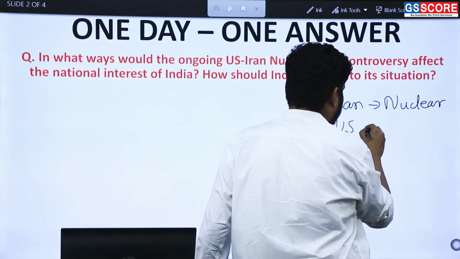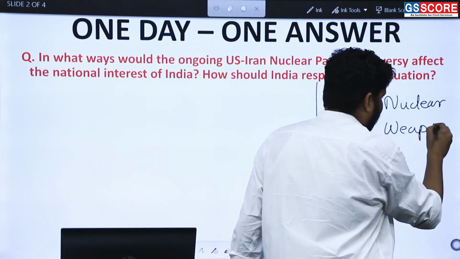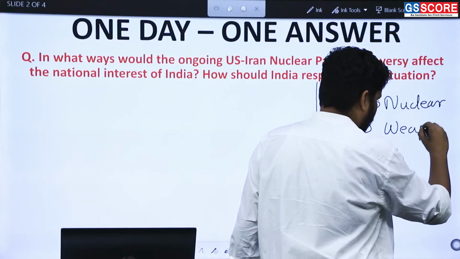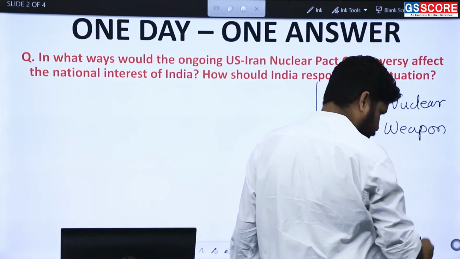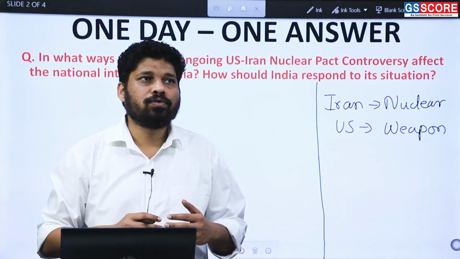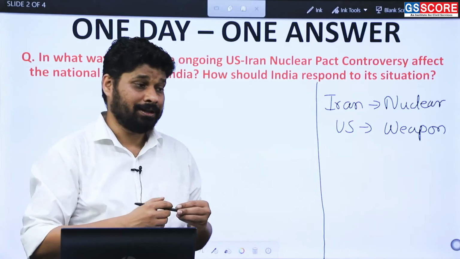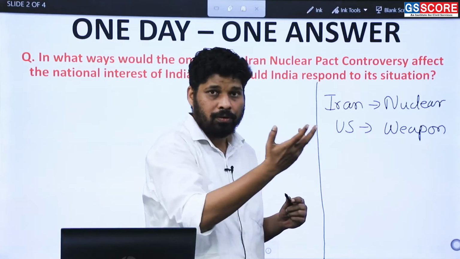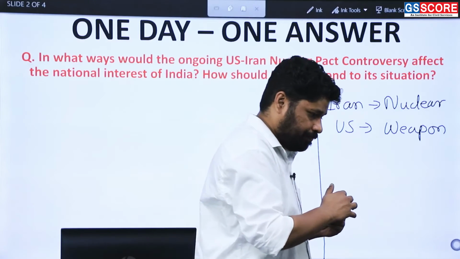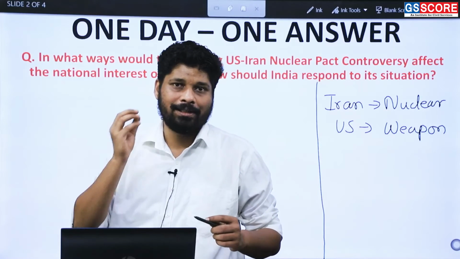US accuses it of creating nuclear grade, weapons grade uranium. And that has led to a standoff between the two countries. And that has led to the breakdown of the nuclear deal between US and Iran.